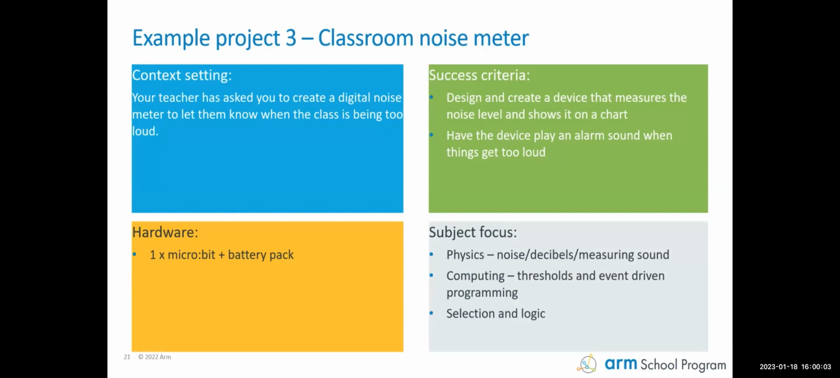This is quite generic, but you could add in something like the teacher is hard of hearing, and so they don't know when the students are getting too loud, or maybe this could be used when the teacher's out of the room or something like that. So there's lots that you can play around with that context, but really we need to think about how do we use the inputs, processes and outputs to detect the threshold of loudness, and what do we do with that.